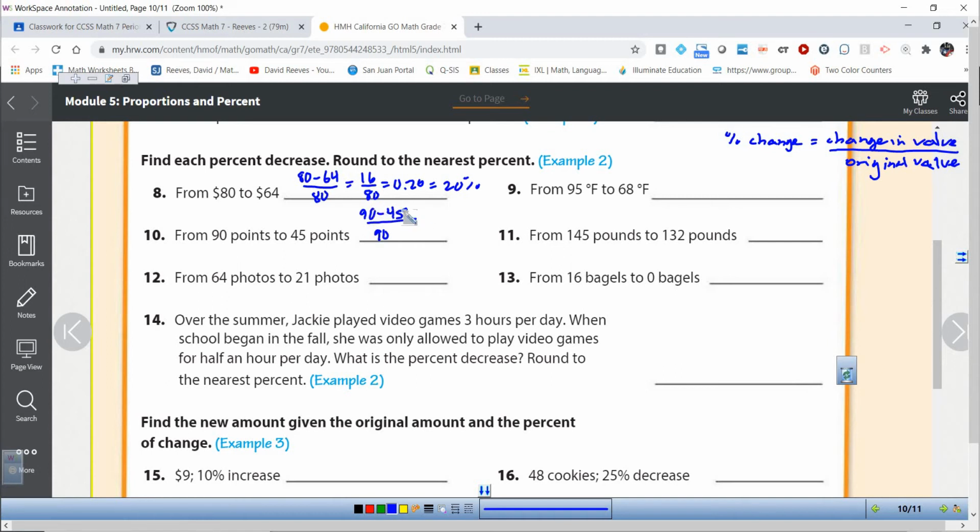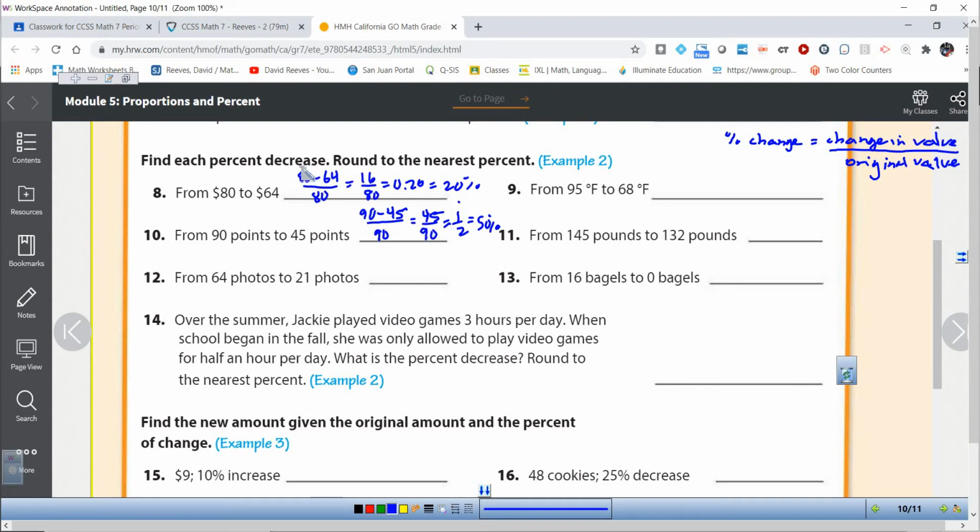This is a decrease. Well, 90 minus 45 is 45 over 90. Okay, this one I am most definitely not using a calculator on. All right, 45 is half of 90, and everybody in my class knows that 1/2 is 50%. We could have done that on the calculator, but we're not going to.